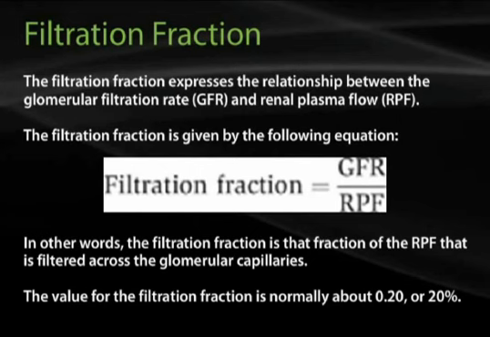The filtration fraction expresses the relationship between glomerular filtration rate and renal plasma flow. The filtration fraction is given by the following equation. Filtration fraction is equal to the GFR divided by renal plasma flow. This equation is given on page 257 of the text. In other words, the filtration fraction is the fraction of the renal plasma flow that is filtered across glomerular capillaries. The value for the filtration fraction is normally 0.20, or approximately 20%.